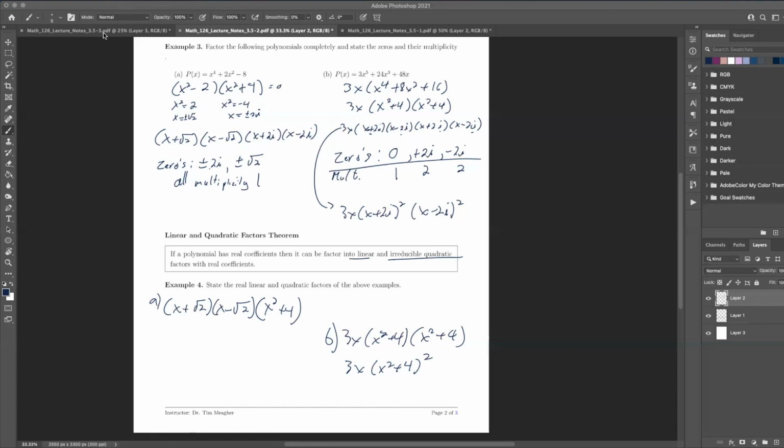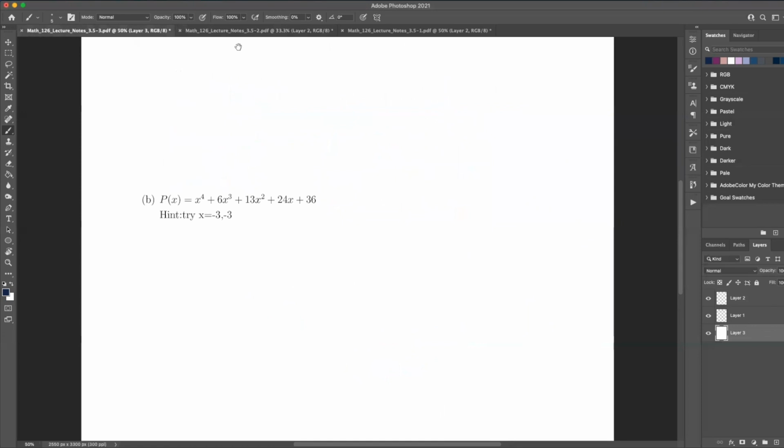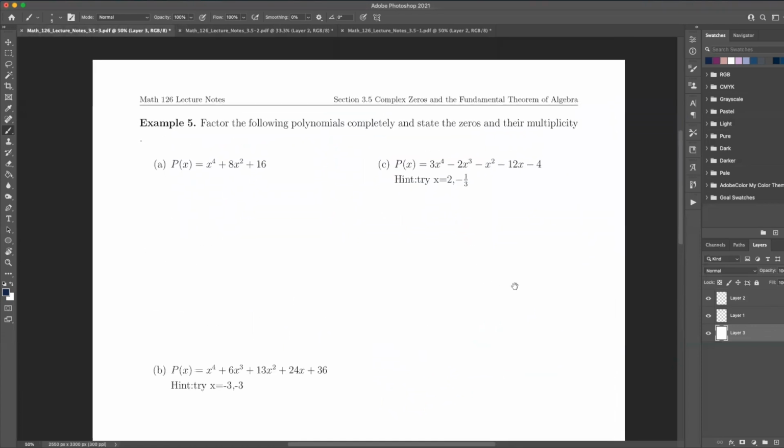All right, let's do the last page. So let's put everything together. Here we have: completely factor and state the zeros. So if you can do that, you can do anything you want to do with all numbers, more or less. I guess that's not fair. So here, let's go ahead and do this. I can factor this into x squared plus 4, x squared minus 4. I guess I already did this one, so I probably should rewrite this problem for next time.